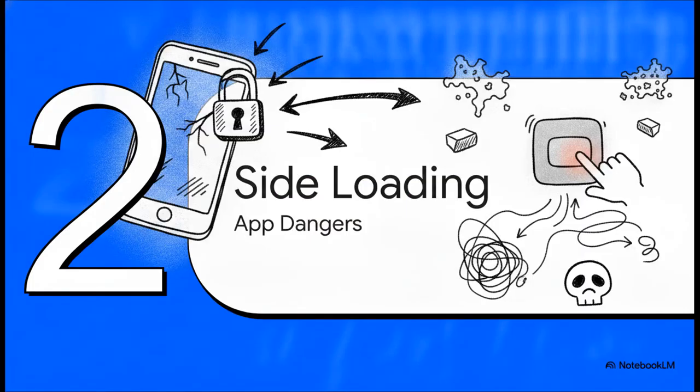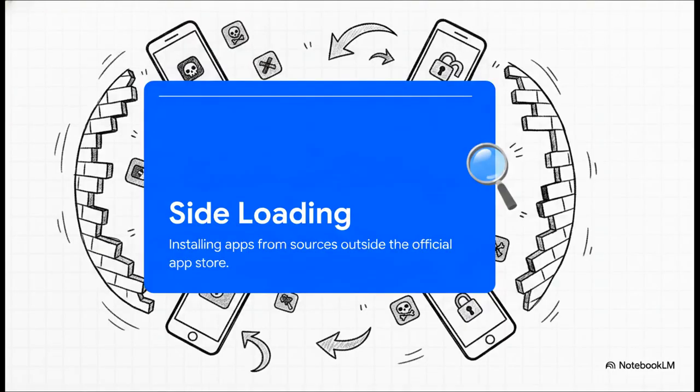Let's move to Section 2, Sideloading App Dangers. Now we're shifting from inherent device flaws to the risks that we actually introduce ourselves. Sideloading is exactly what it sounds like, the practice of installing applications on a mobile device from sources outside the official App Store. Now, think about this for a second. Apple and Google spend millions, literally millions, securing their official ecosystems. When you step outside that walled garden to download an app from some random website, you are completely stripping away all of those built-in manufacturer protections.